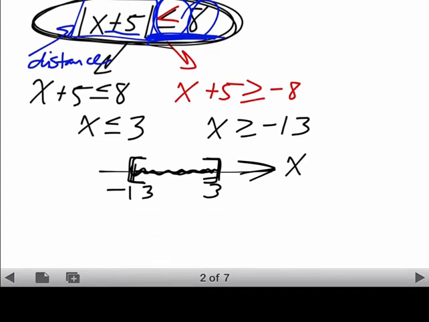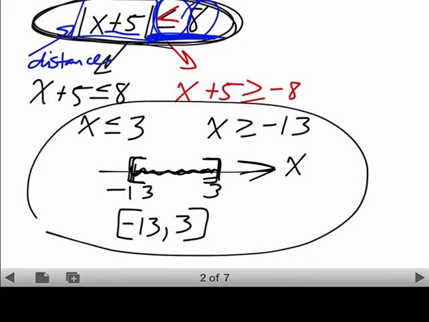Well, the interval notation for this is going to be just like what we're putting on the number line, square bracket, -13, comma 3, square bracket. And here's my three-part solution to the inequality.